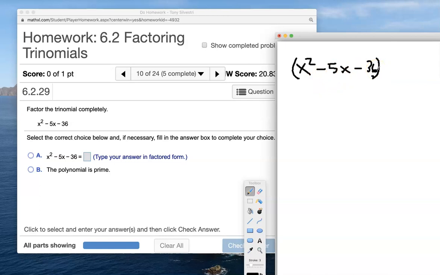All right. First step. Is there anything I can pull out? Greatest common factor? There's no greatest common factor. No. So live with what you got here.